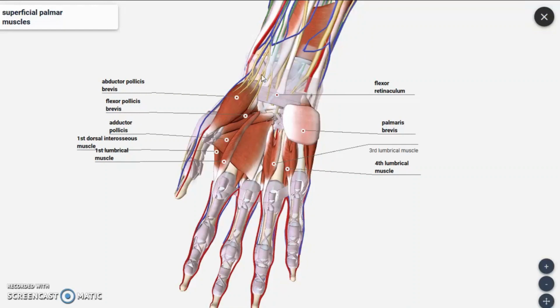So here you can make out, near the thumb, the muscles which we will call the thenar muscles.